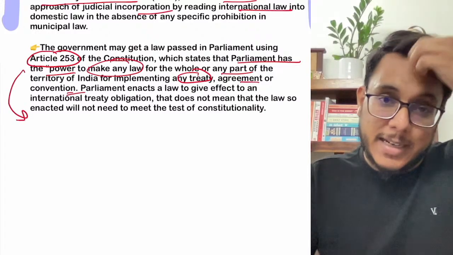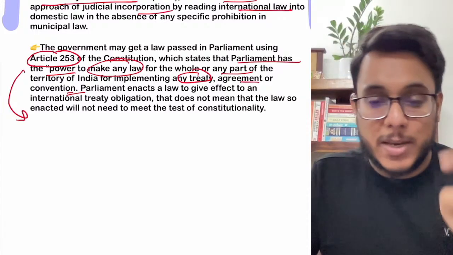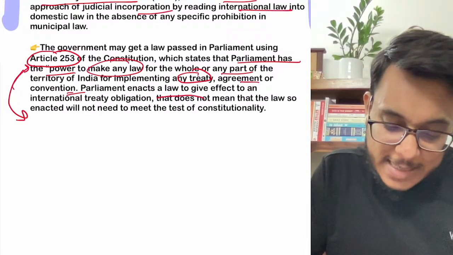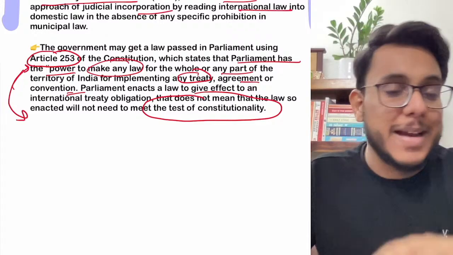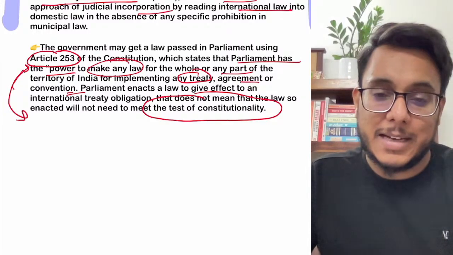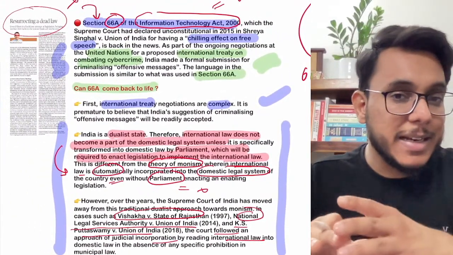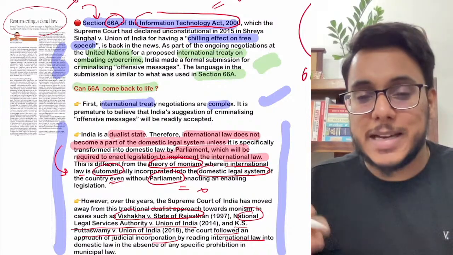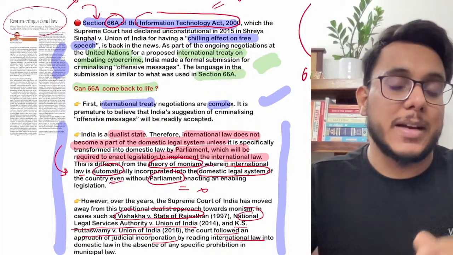So if an international treaty on combating cyber terrorism comes, and there is a particular definition that is used to implement it in India, Parliament has the power under Article 253. But guys, whether it is going to meet the test of constitutionality is another thing. The Supreme Court might strike it down even if it is brought, because that has already happened in the Shreya Singhal case. So guys, these are certain provisions that are there. You don't need to read it specifically only with regard to Section 66A, but the concepts of dualist state and monist state could be important for our polity related issues.